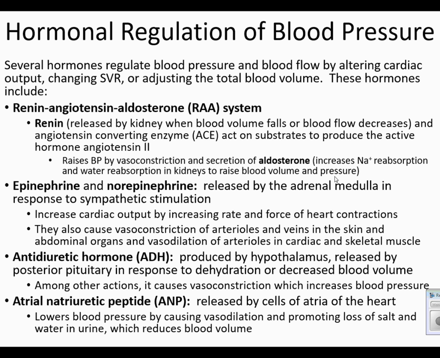And then atrial natriuretic peptide is the only one that's listed on this page that doesn't increase blood pressure. Okay, as it states on there, reduces blood volume, which a reduction in blood volume decreases blood pressure. This is actually released by our atria, so our heart, the upper part of our heart, that is, when there's too much blood flowing into it, basically. And so blood pressure would be high in that case, so we want to lower it.